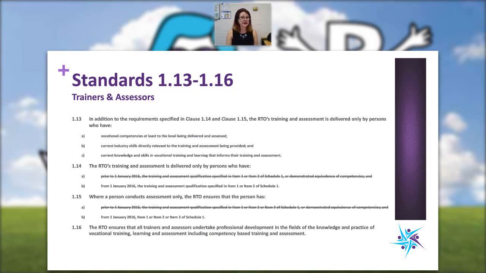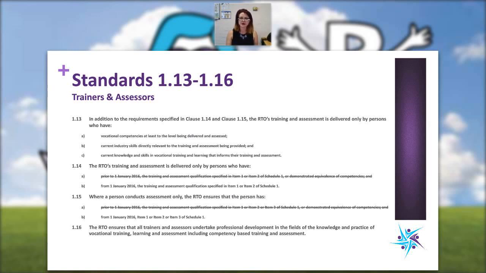Okay, so today's standards are 1.13, we'll be doing 1.13 to 1.20. I'm going to focus firstly on 1.13 to 1.16. 1.13 to 16 is all about your trainers and assessors and the qualifications that they hold and the relevant industry experience that they have, or vocational experience as it is also known. So you see in the standards they talk about vocational experience.